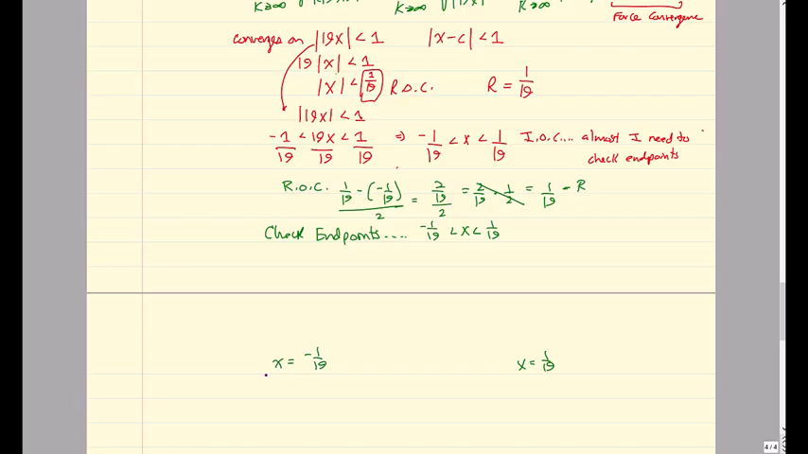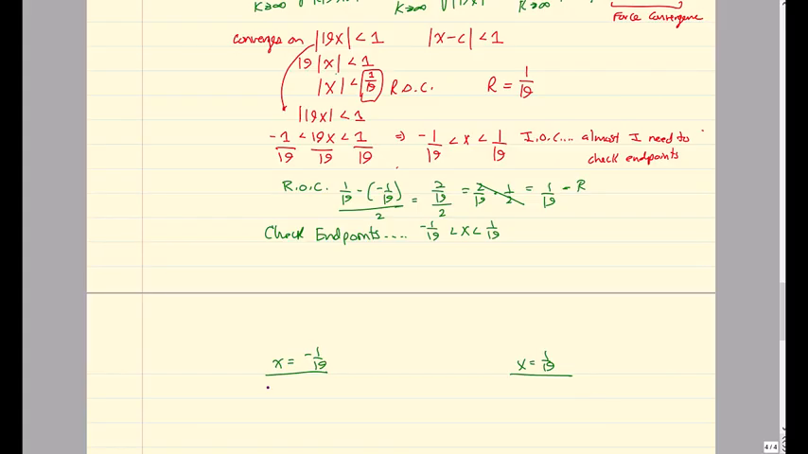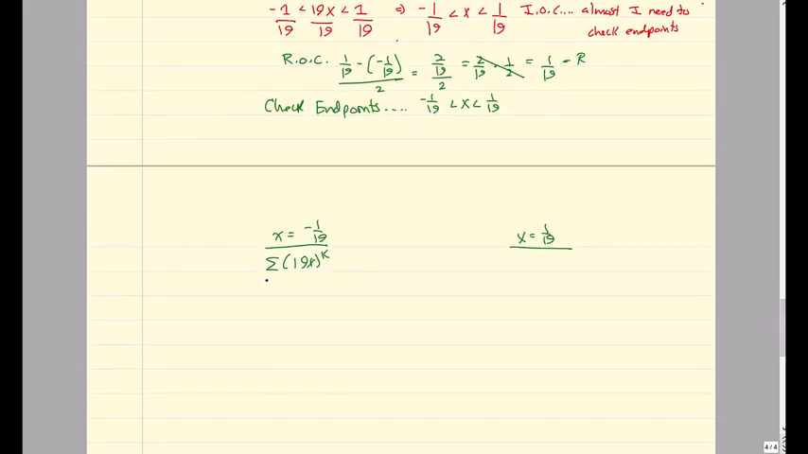So the original was the sum, whoops, of 19x to the k. And remember, the 19 and the x are raised to the k. So if I plug a negative 1/19 in there, I'm going to have 19 times negative 1/19 raised to the k. This is going to be negative 1 to the k. And let's see what we have going on over here. I'm using the same original series. If I plug in a 1/19, I have 19 times 1/19 to the k. The 19's cancel and I have a 1 to the k.